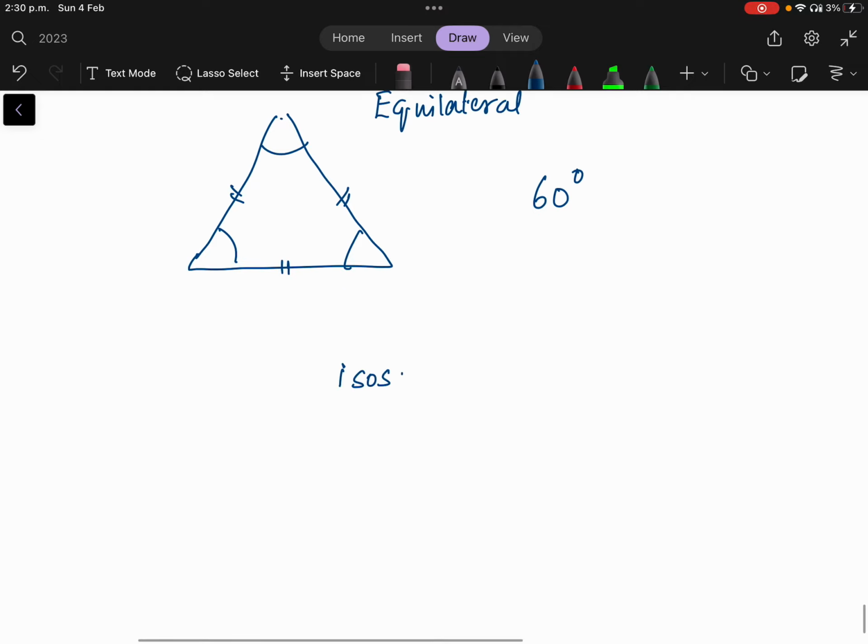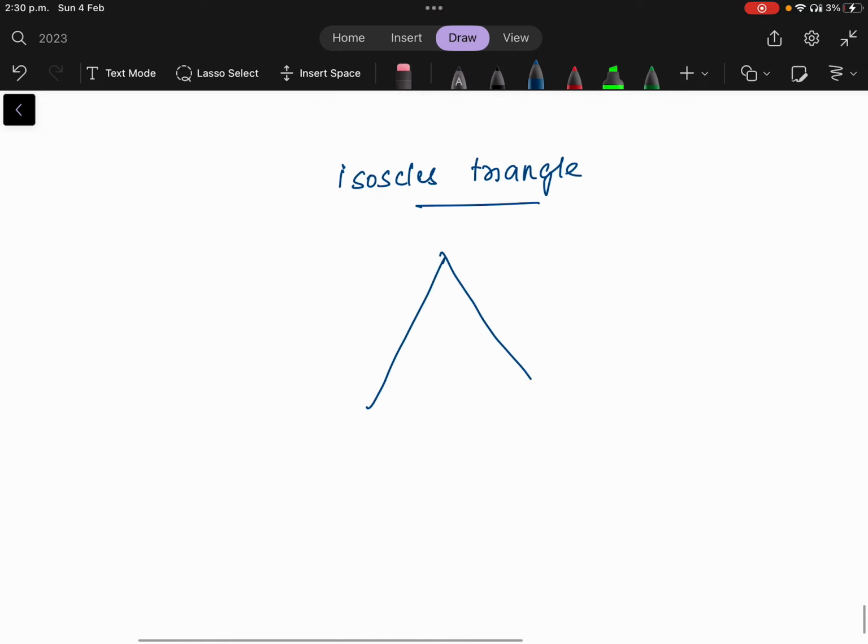Then you have an isosceles triangle, where you have two sides equal. If these two sides are equal, the angles opposite them are called base angles, and these angles will always be equal. They can be any degrees. There is no specific rule that it will be 60 or 30 or 40, nothing like that. It can be any value, but they will always be equal.